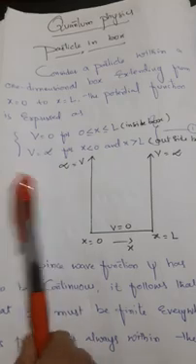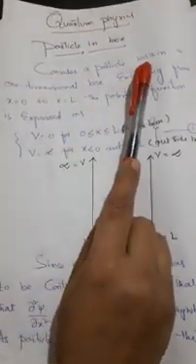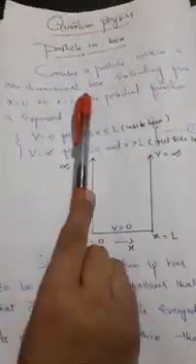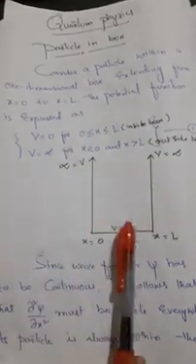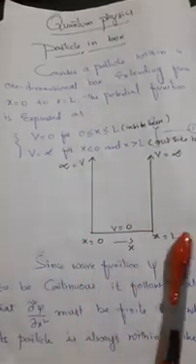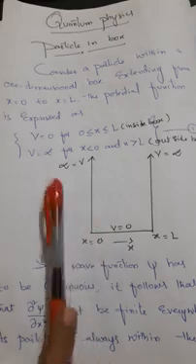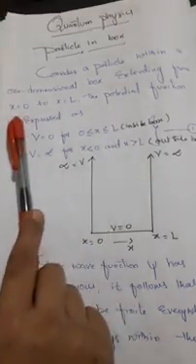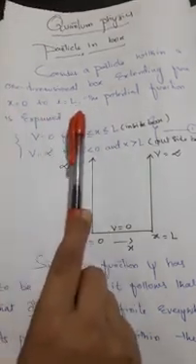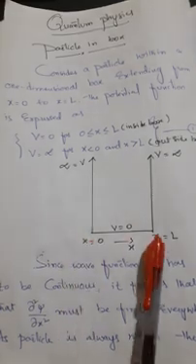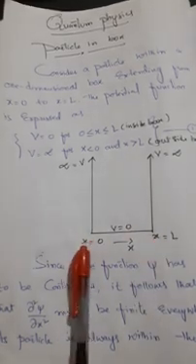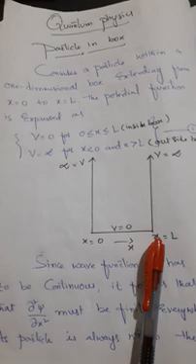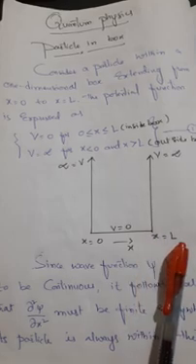For that purpose, let us consider a particle within a one dimensional box. Only the x axis is there. Here x goes from 0 to x equal to L. There are two walls of the box: x equal to 0 is the initial position and x equal to L is the extreme position.